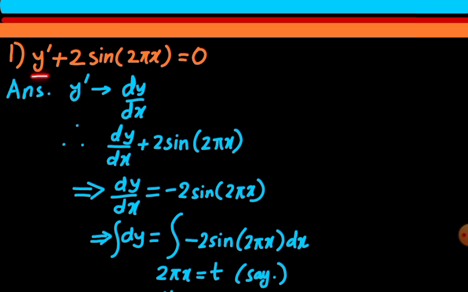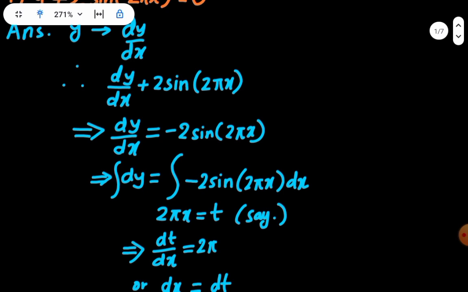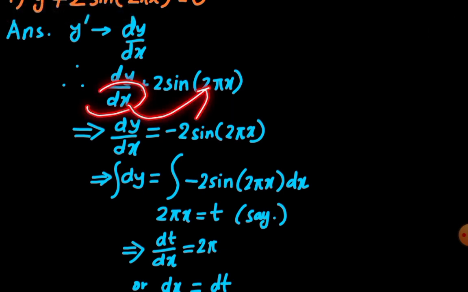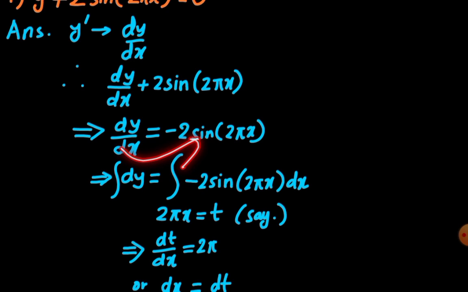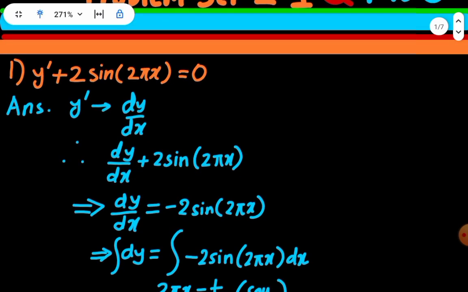The very first question is y prime plus 2 sine 2 pi x equals 0. Now, before discussing how to solve this type of question, let's first discuss the fact that whenever we're solving a differential equation, we most importantly need to convert this y prime as dy by dx. Because without that, we won't be able to take the dy by dx to the other side of the equation. Hence, the first step in solving any differential equation would be writing it as dy by dx.